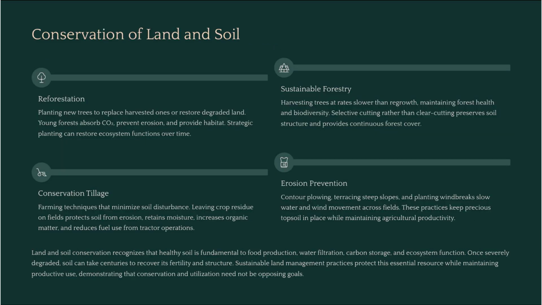We can also be better stewards of the land and soil. Sustainable forestry involves carefully managing forests so that trees are harvested slower than they can naturally regrow, ensuring a continuous supply of timber without permanent deforestation. Farmers are adopting techniques like conservation tillage, which reduces how much the soil is turned over, keeping the land protected from wind and water erosion.